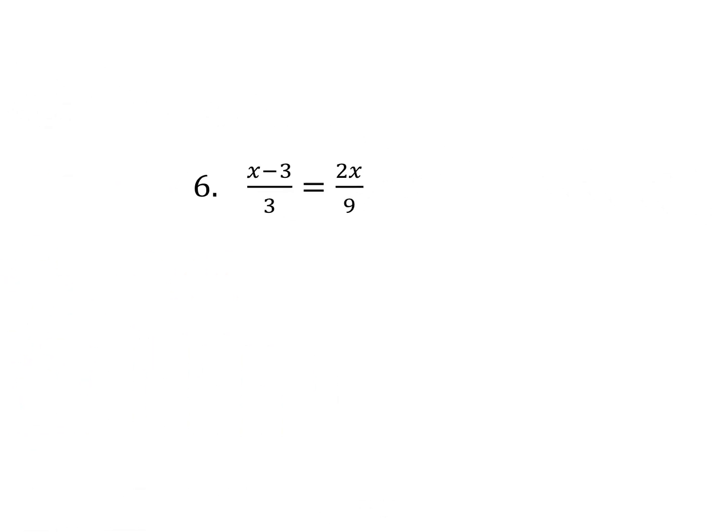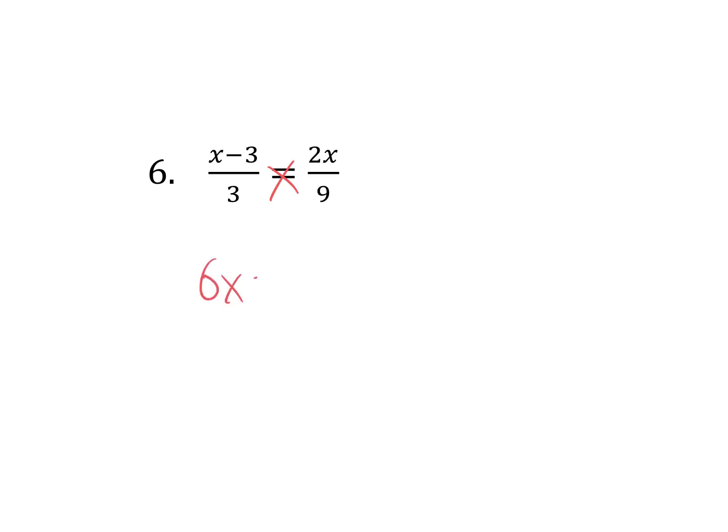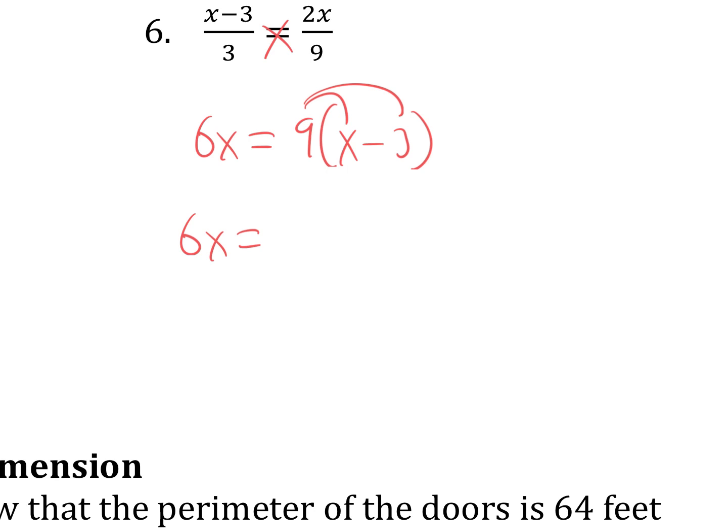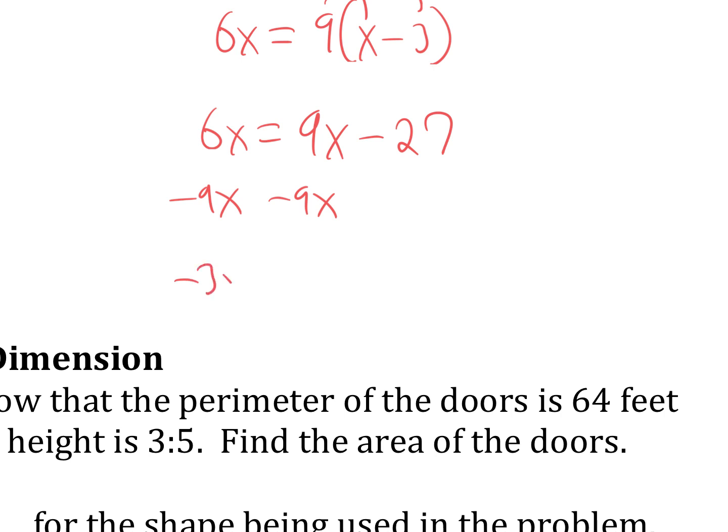All right, same thing over here. Cross multiply. We have 3 times 2x is 6x. And then we got to do 9 times x minus 3. Distribute. So we get 6x equals 9 times x is 9x, minus 27, 9 times negative 3. Now we got to get all the x's to one side. How do we do that? Minus 9x. So we get negative 3x equals negative 27. Divided by negative 3. X equals 9.